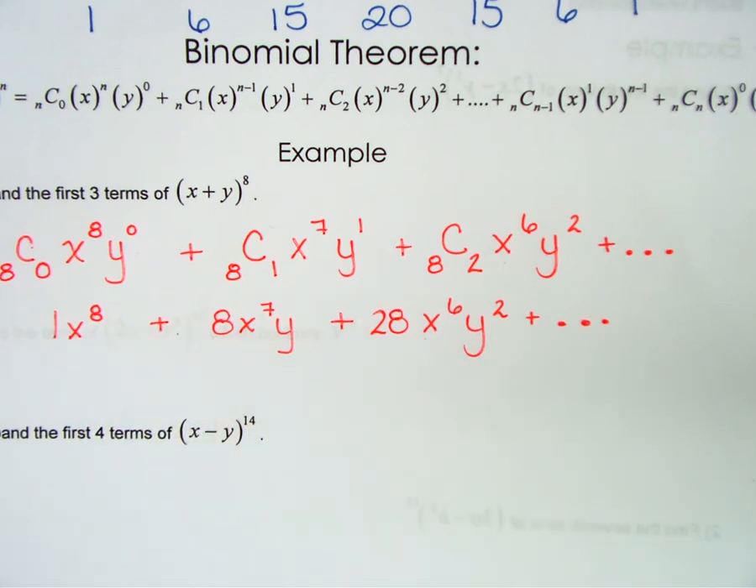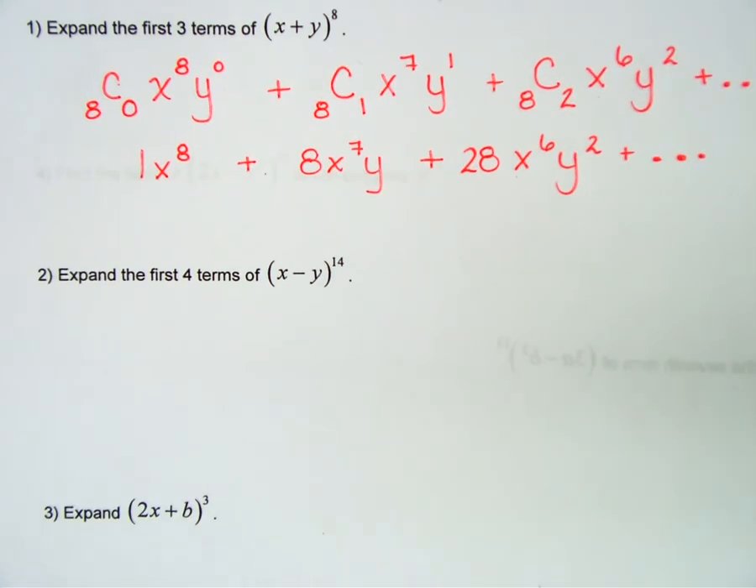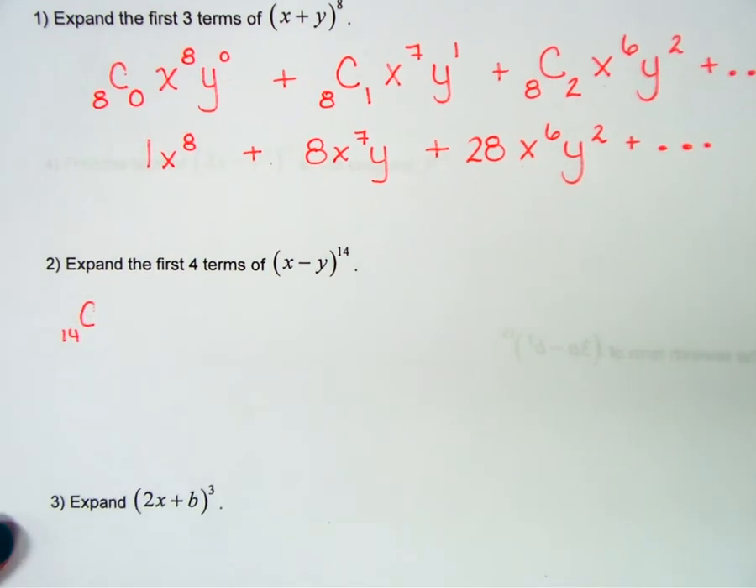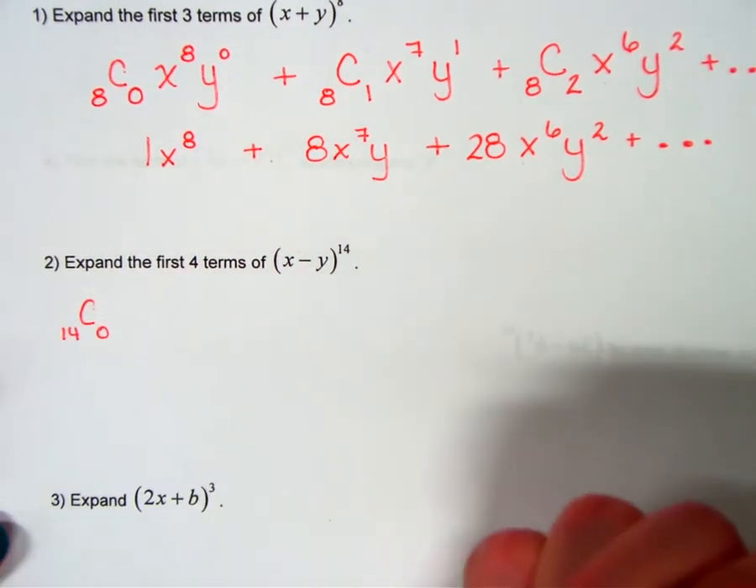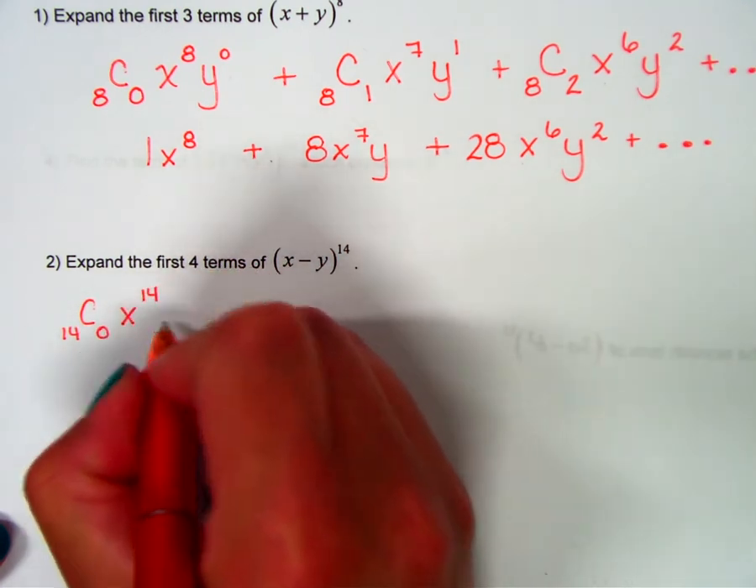All right, we ready? You need to remember the pattern. It's got to be negative now. Okay. All right. We're going to expand the first 4 terms. How many terms do we anticipate if we did this whole binomial expansion? 15. Okay, good. So, 14 choose 0. First term is x, and it's going to be to the exponent 14.